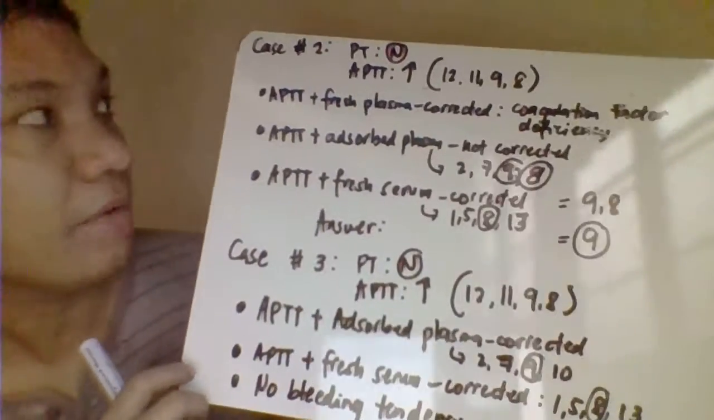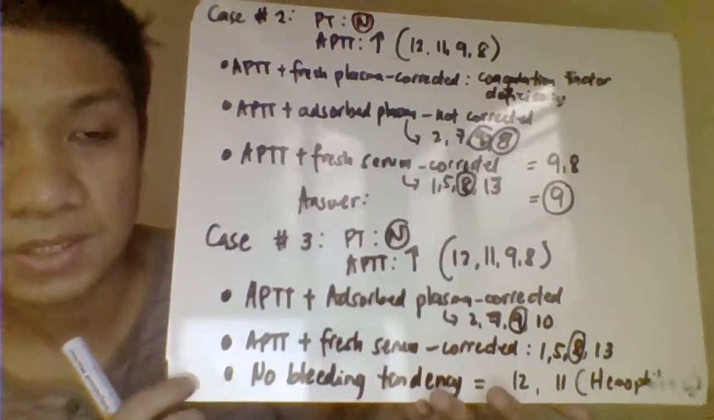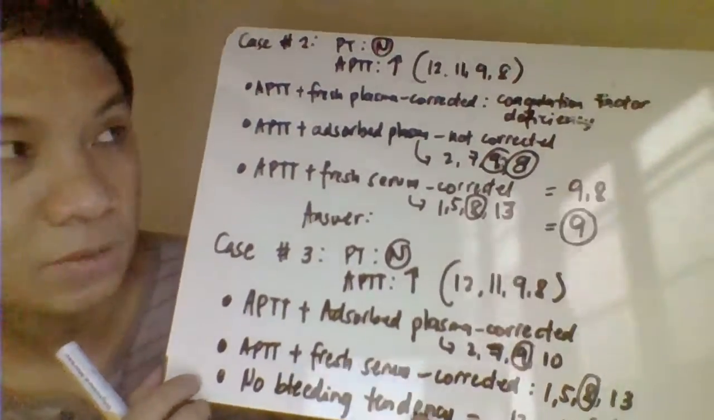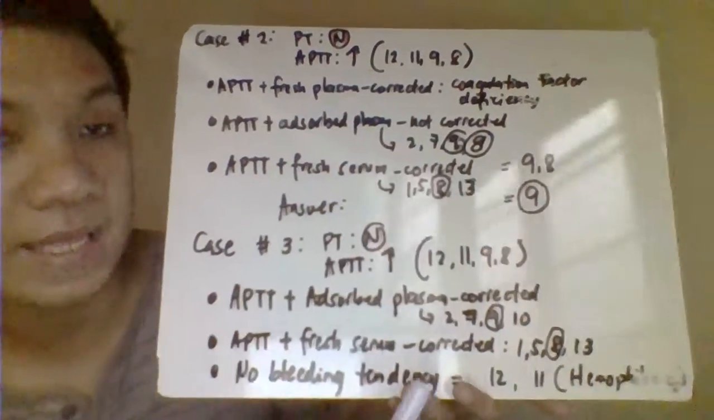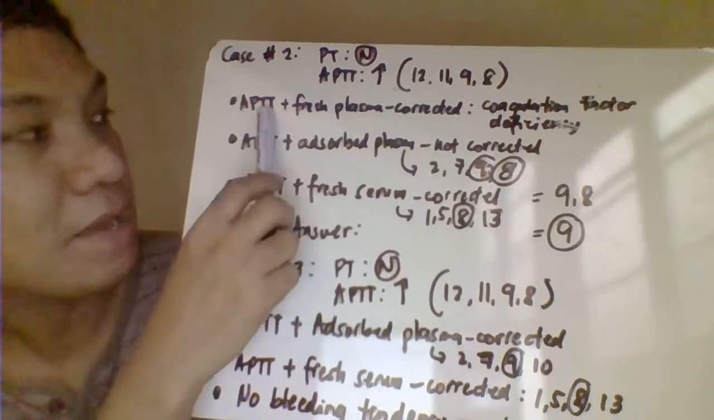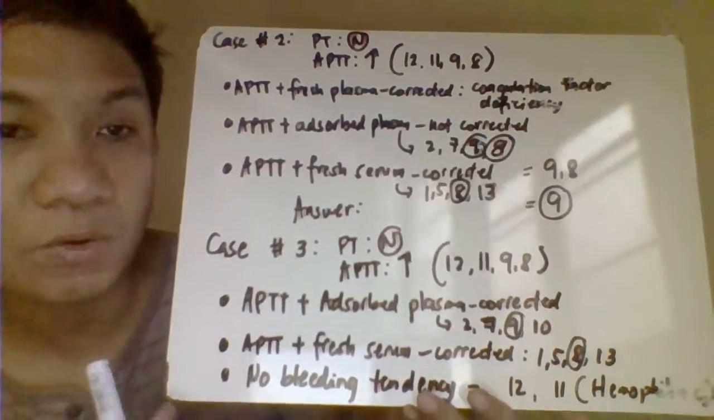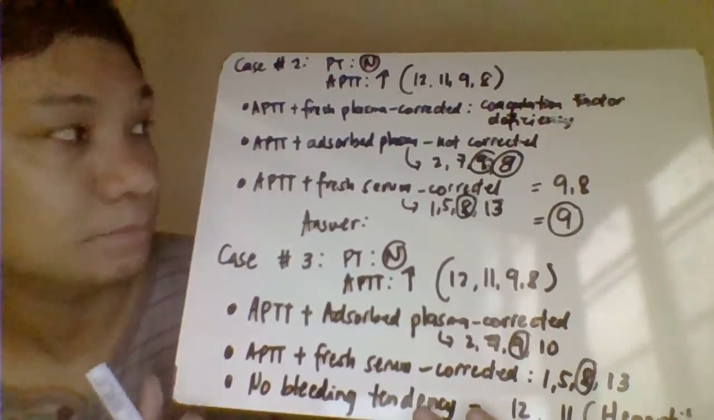Okay, the next one, we have your case number 2. PT is normal, APTT is prolonged. So, it will signify that the patient would have a problem with your intrinsic pathway. That's your factor 12, 11, 9, and 8. Okay, again, APTT plus fresh plasma, corrected. It means the problem here is coagulation factor deficiency, because it was corrected by our fresh plasma.